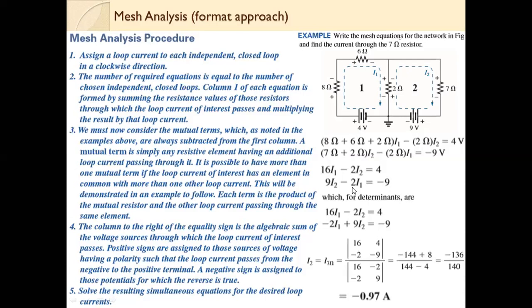For simplicity, we will write I1 in front of I1 and I2 in front of I2. For this purpose, we are going to write the first equation as it is. In the next equation, we are moving 9I2 over here and minus 2I1 over here, so that it will become minus 2I1 plus 9I2, just because we need to have I1 in front of I1 and I2 in front of I2. It will help us to solve the matrices or to make matrices.